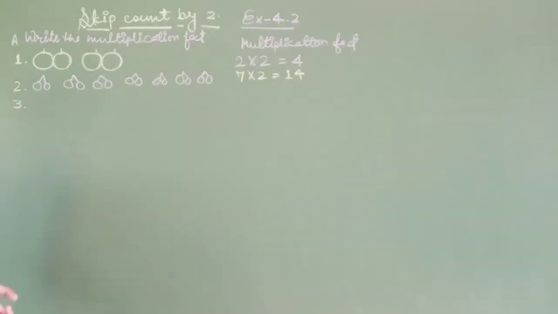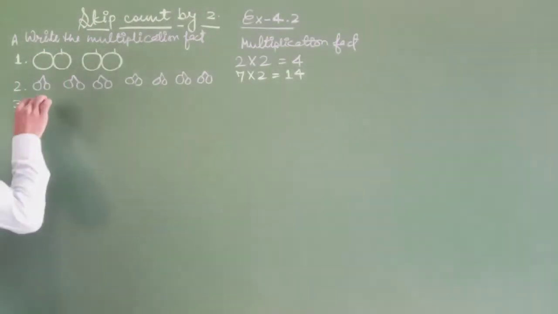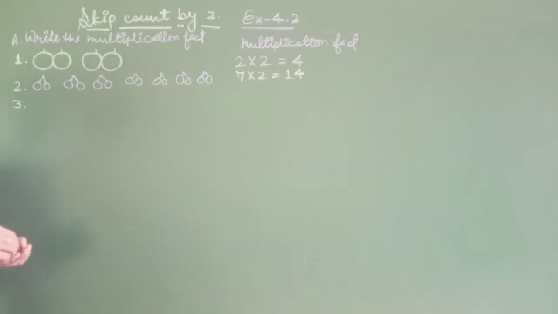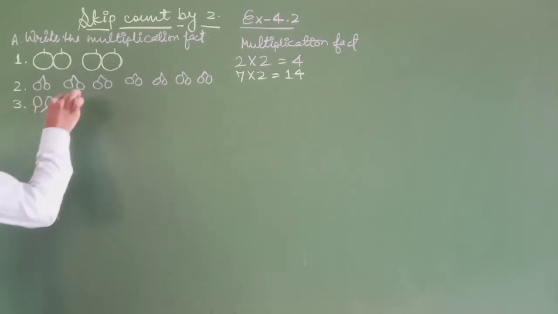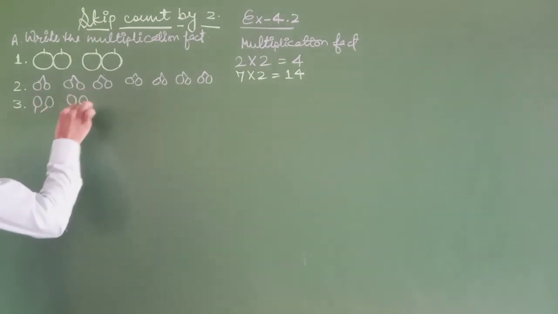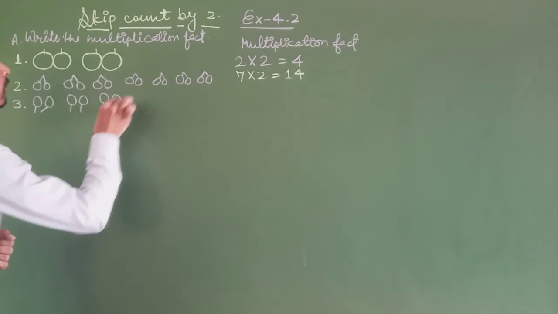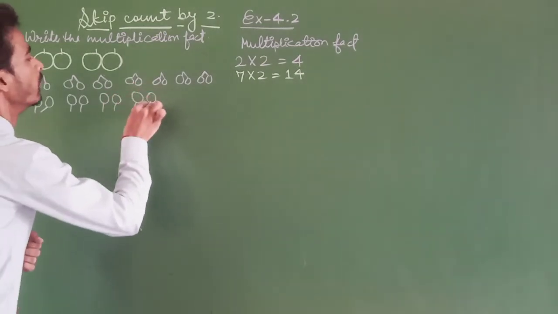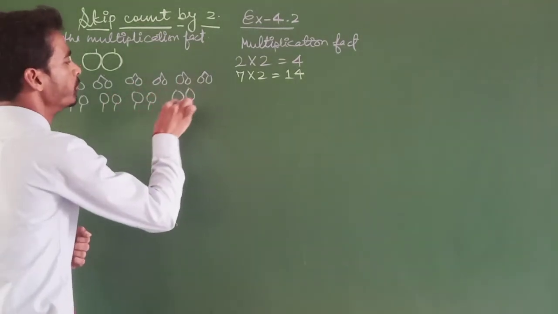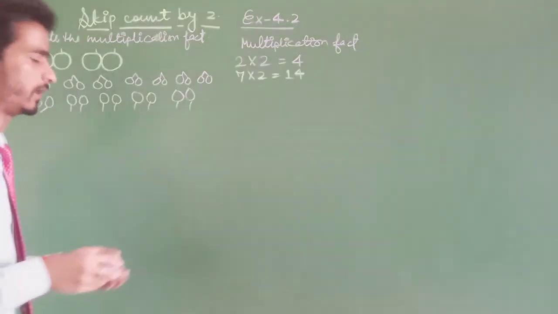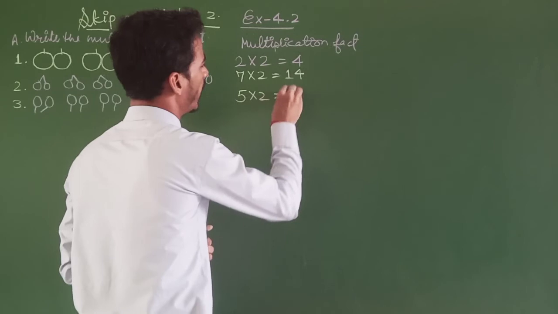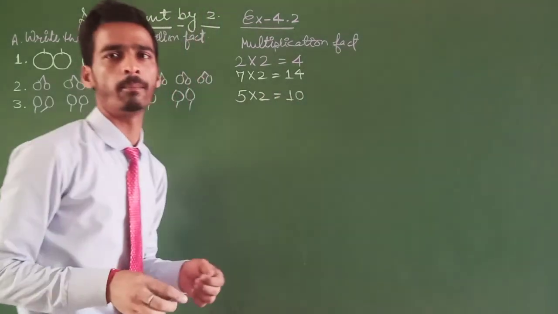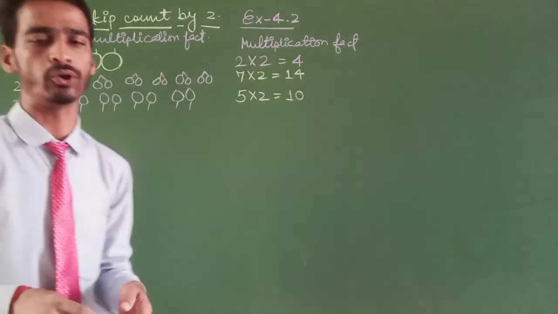Now next, there are balloons, and there are 5 groups of balloons. The multiplication fact will be 5 multiplied by 2 is equal to 10. 5 is the number of groups, and 2 is the number of balloons in each group.